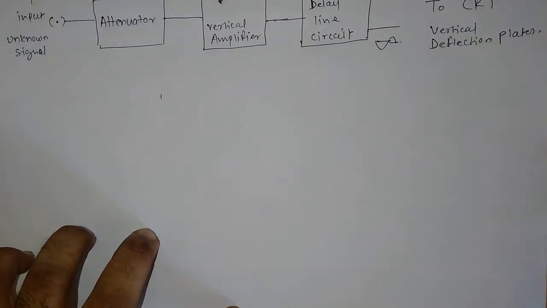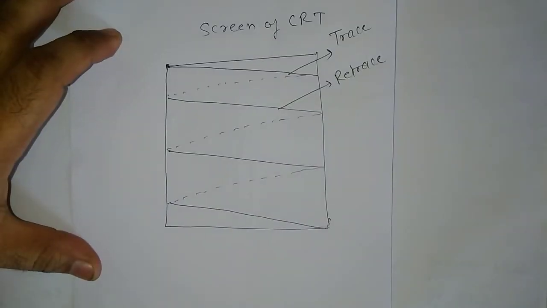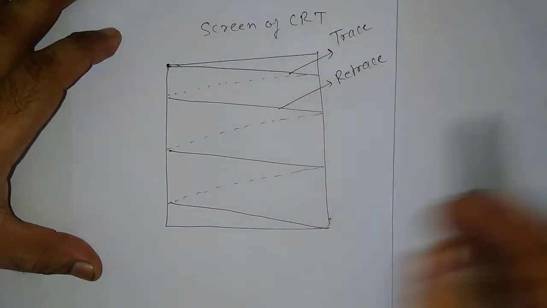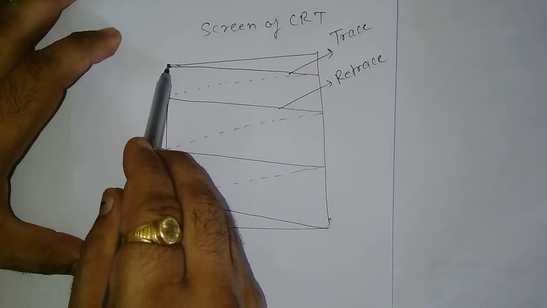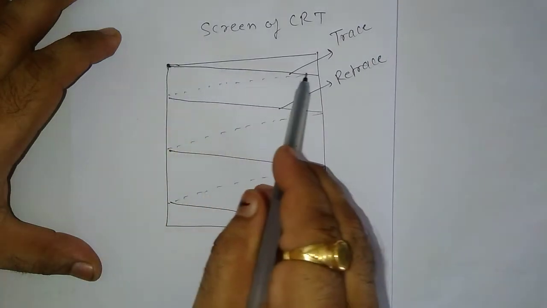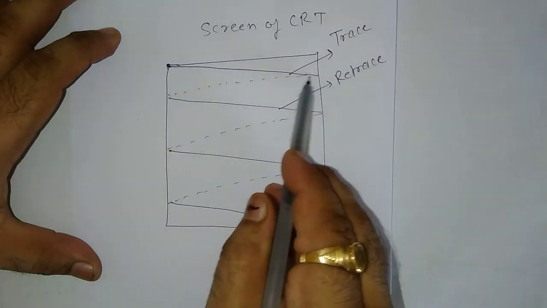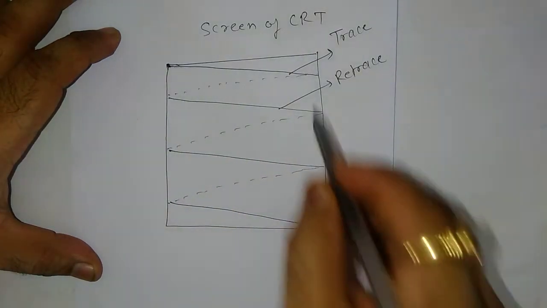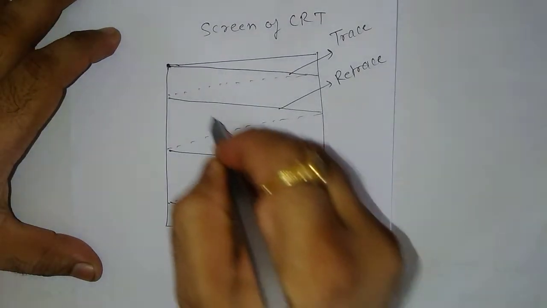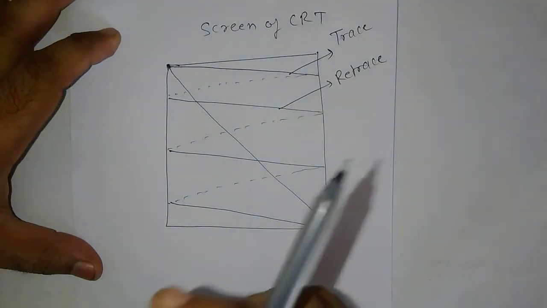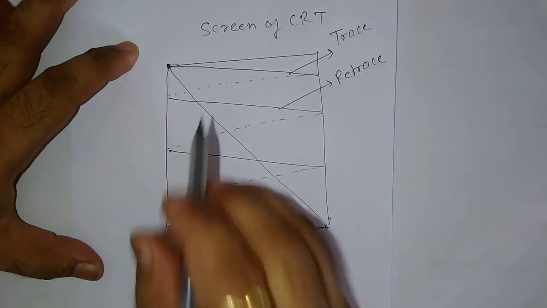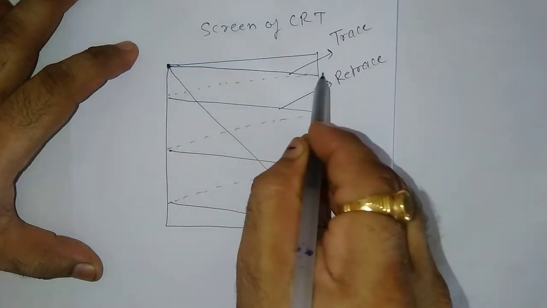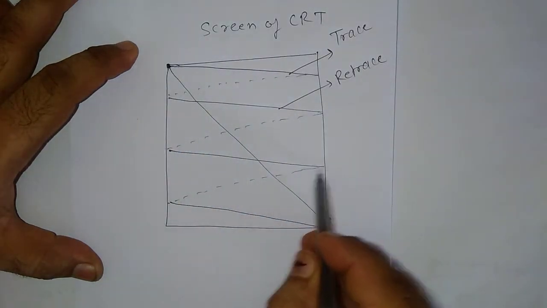Now what is the function of the delay line circuit? Let us see. This is a diagram of the CRT screen. Here the electron beam has to flow throughout the screen like this, left to right, then back to left, left to right, and after completion of one trace it has to come back to the left corner. Now what is happening in the CRT's delay line circuit? The electron beam has to complete all its traces and retraces.